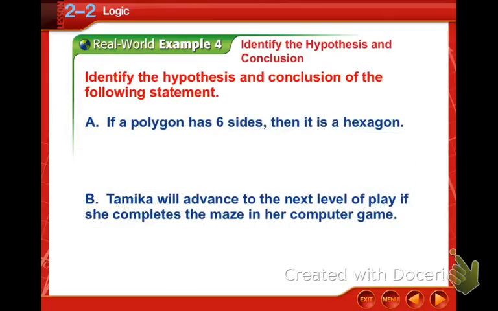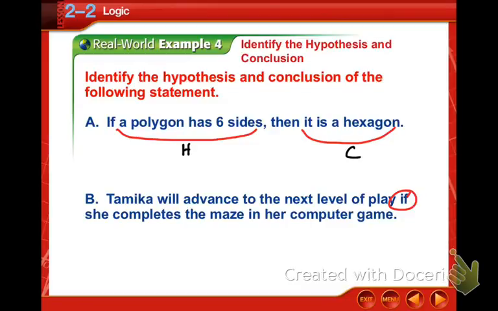So here we have to just identify the parts to these statements. The second one is not in if-then form, but we'll deal with that when we get there. So, if a polygon has 6 sides, then it is a hexagon. This is our hypothesis. And this is our conclusion. It's written in if-then form. It's easy. Okay?